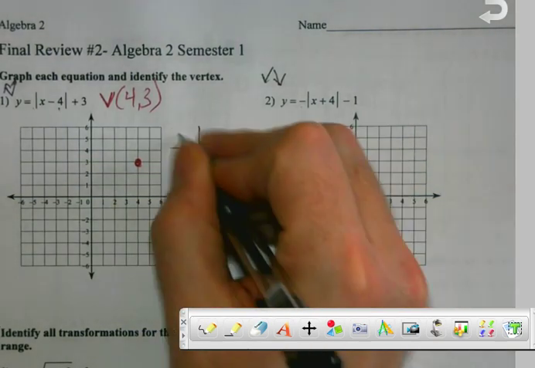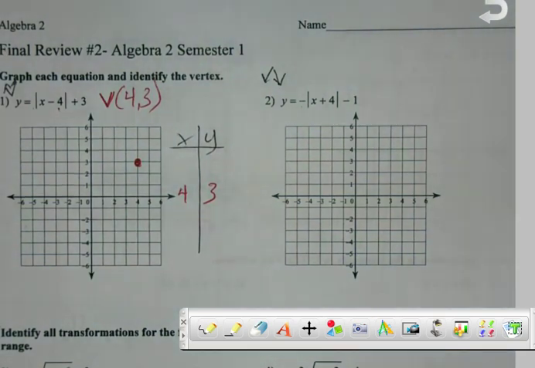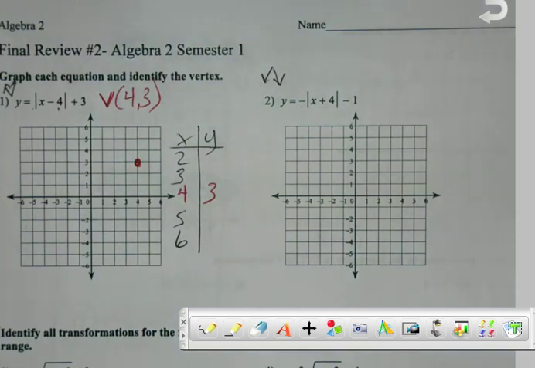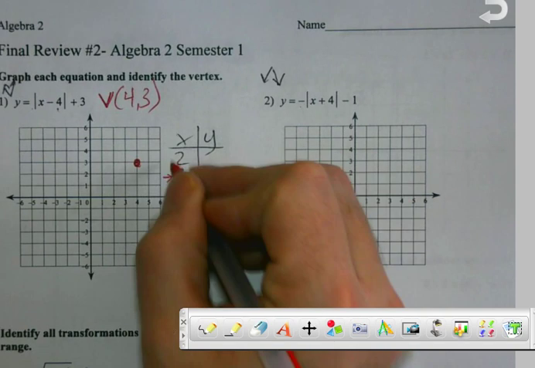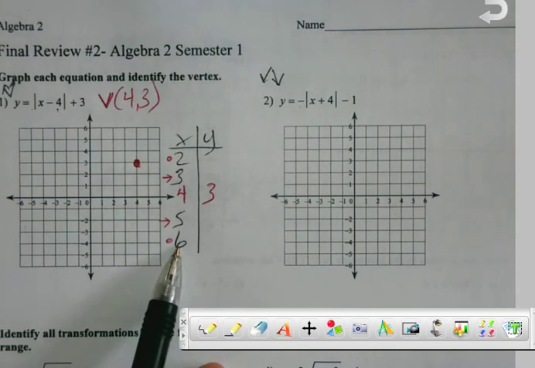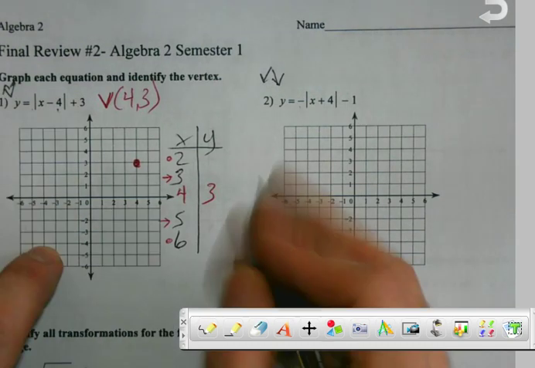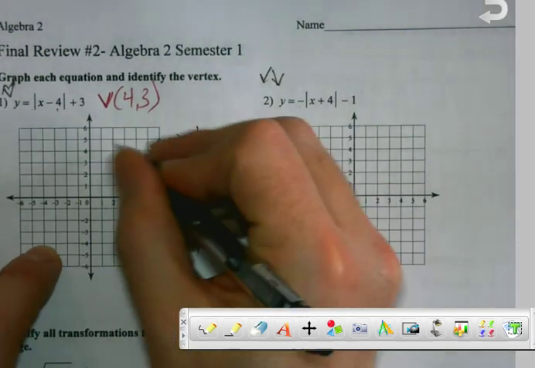So what we'd done before is, once I knew that vertex, that was sort of my middle value, we were looking at a couple of values that are less and a couple of values that are more for my x's, because I know that these two are going to be the same, and I know these two are going to be the same. So as long as I'm careful, I only have to plug two numbers in to get the whole thing. So let's say I decide I'm going to use the 6. 6 minus 4 is 2. The absolute value is still going to be 2. Plus 3 is 5.